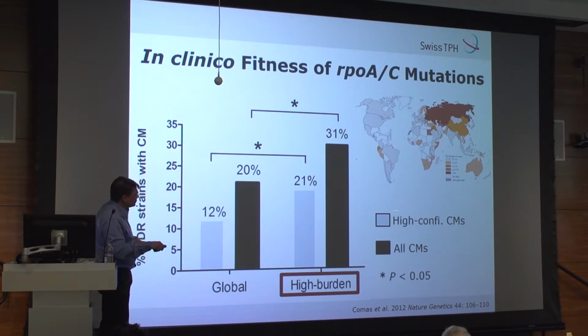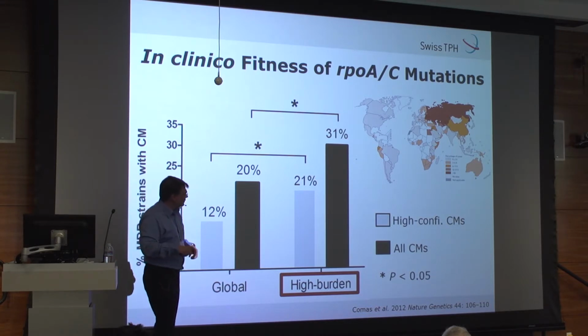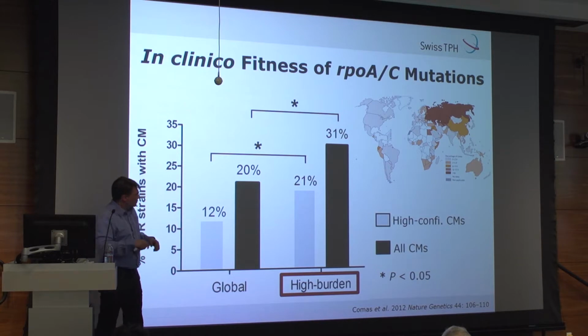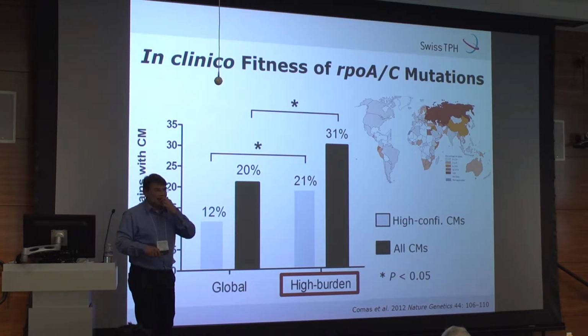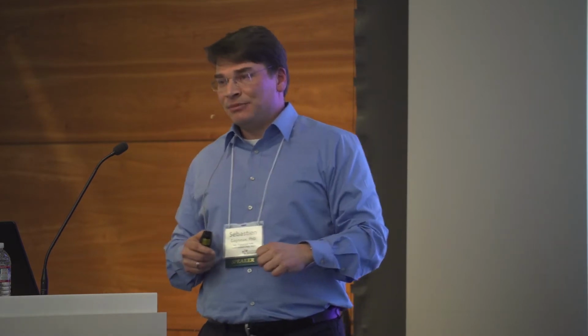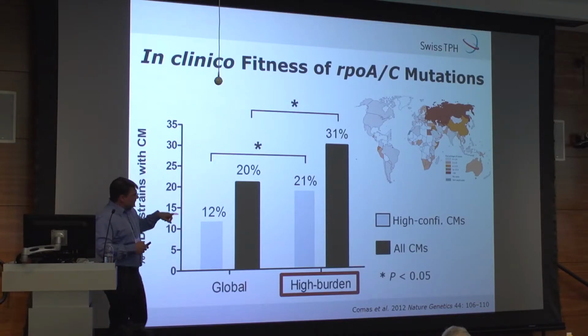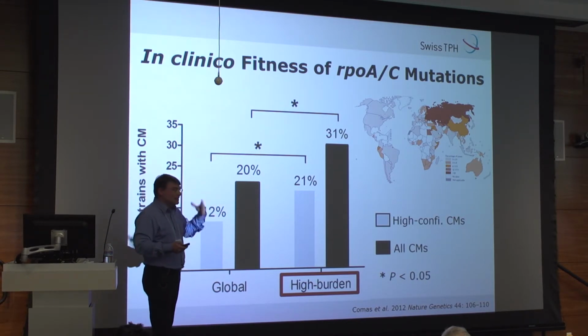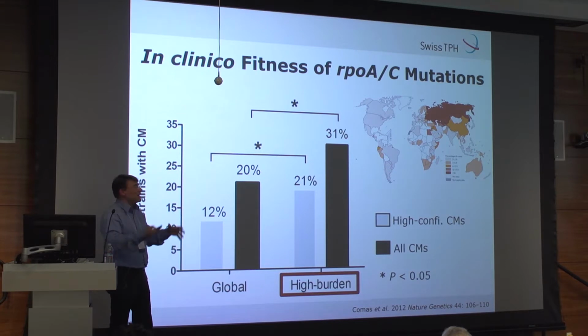So we had 2 different ways of looking at these compensatory mutations. Some were more confident, others a bit less confident, but either way, we found that these were statistically overrepresented in the high multi-drug resistant TB burden countries in the world. Since then, thousands of TB strains have been sequenced, and these RPOA, RPOC mutations keep popping up.